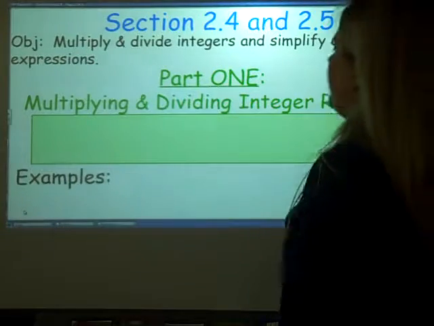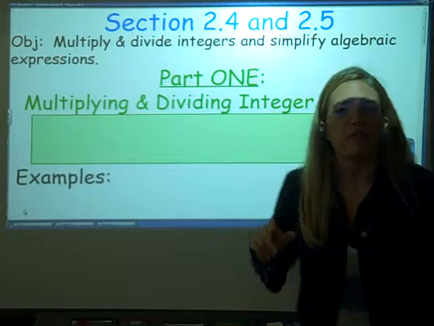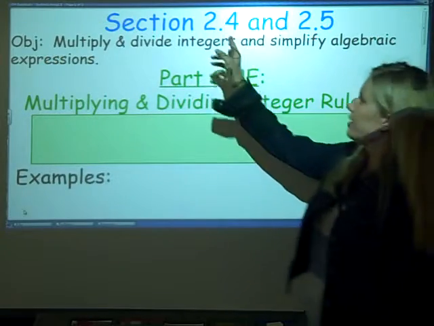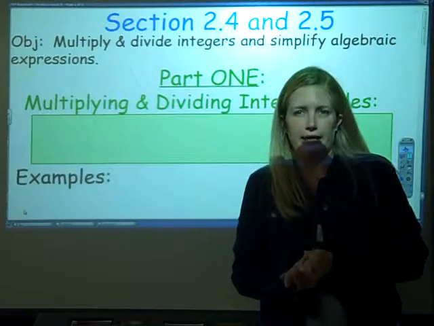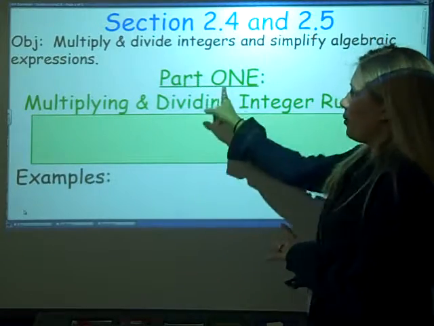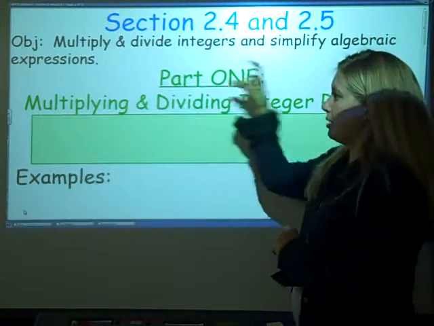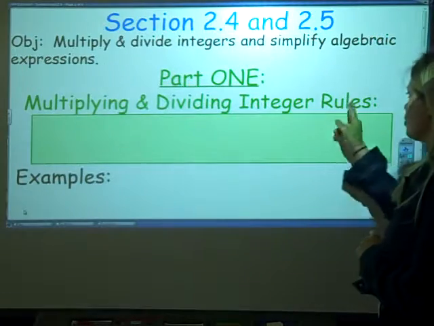Okay, hello everybody. Today we're going to be doing two sections from our textbook. They are sections 2.4 and 2.5 and they involve multiplying and dividing integers. So, part 1, there's a couple parts today, so write part 1. Multiplying and dividing integer rules.